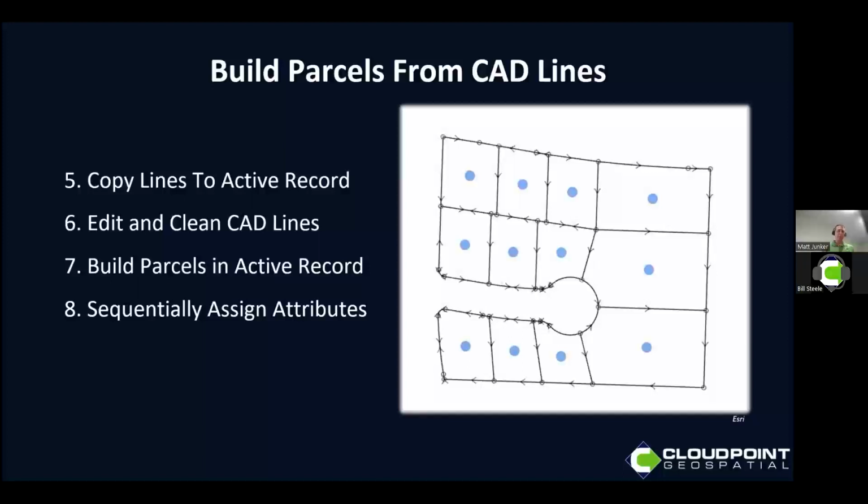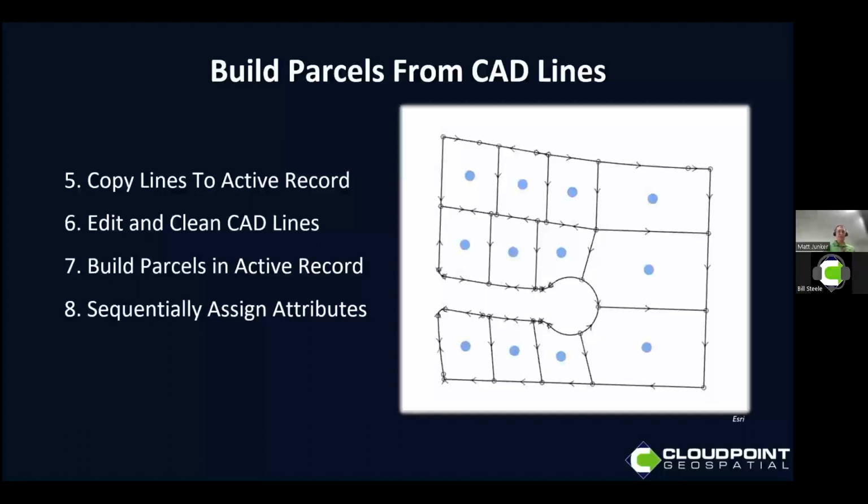Once you have your parcel seeds, you can click the build active tool, and that will build parcel polygons, or lot polygons in some cases, whichever you choose, and that creates it in the active record.